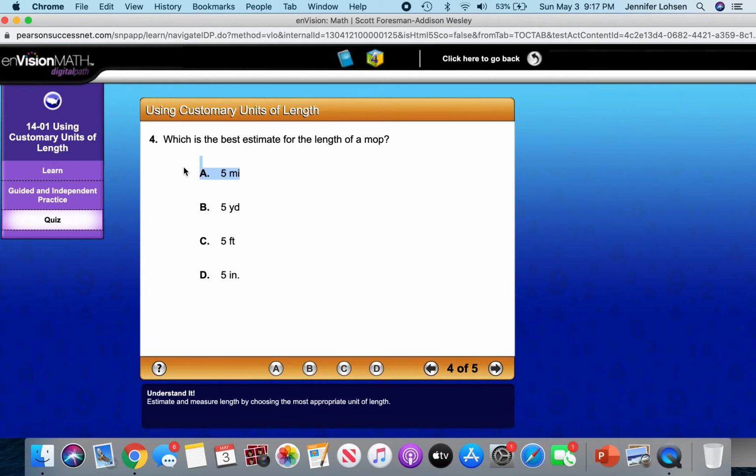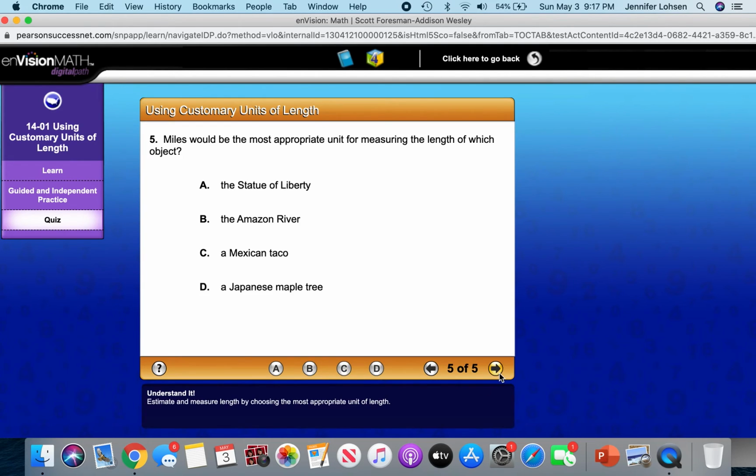Right away, I'm going to eliminate miles because we're not talking about distance. It's not going to be that long. And I'm also going to eliminate inches because measuring my height in inches is going to take way too long. So I'm stuck between feet and yards. And we want to use the most appropriate unit for this. So it's going to be the one that is smaller. So I am going to go with feet for measuring the length of a mop.